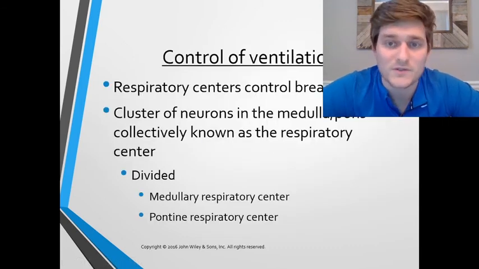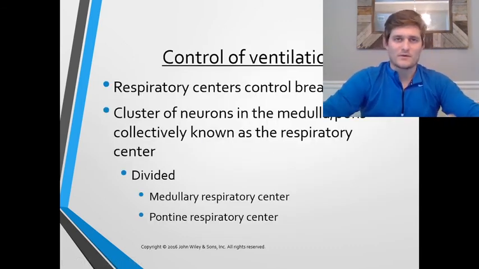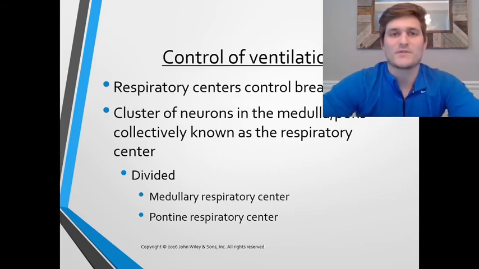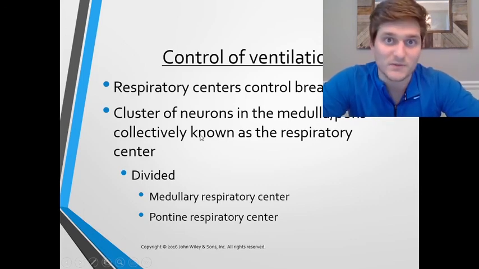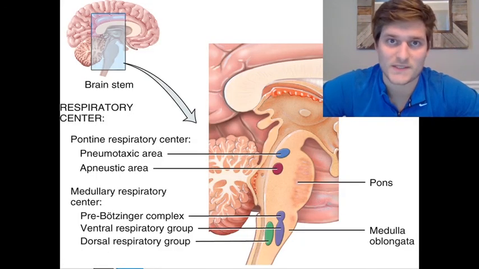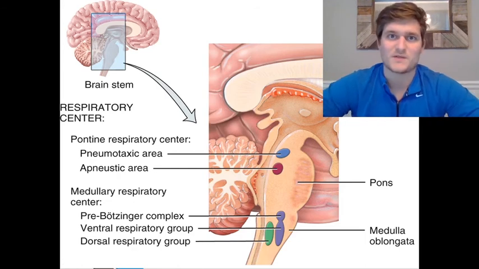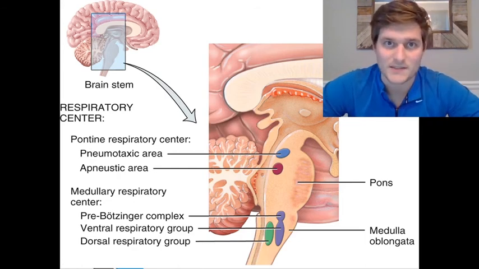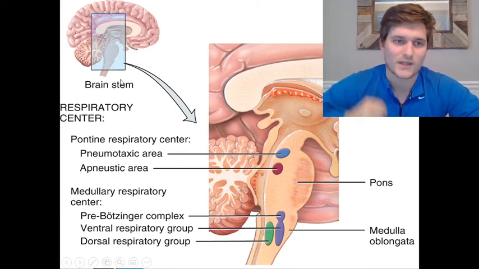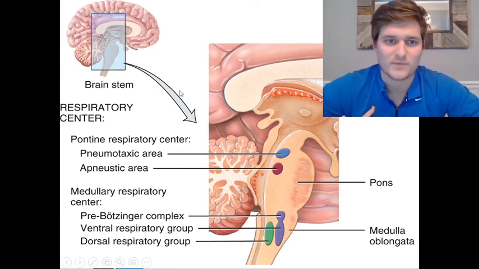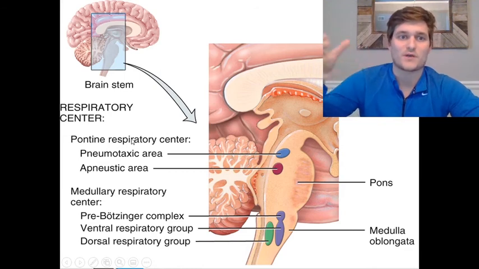There are clusters of neurons within our brainstem, within our medulla and our pons, known as respiratory centers. We have what's called the medullary respiratory center and then the pontine respiratory center. The pontine respiratory center is going to be responsible for generating the rate of our breathing and also helping to generate the pattern of our breathing. It's going to receive signals from different areas of the body in order to generate that pattern.